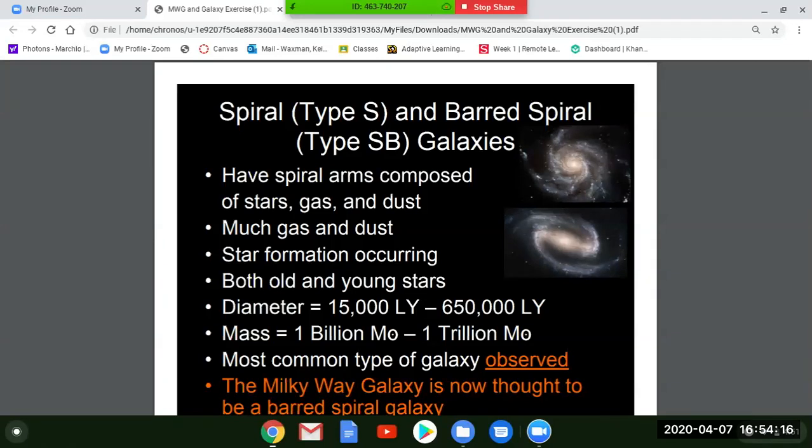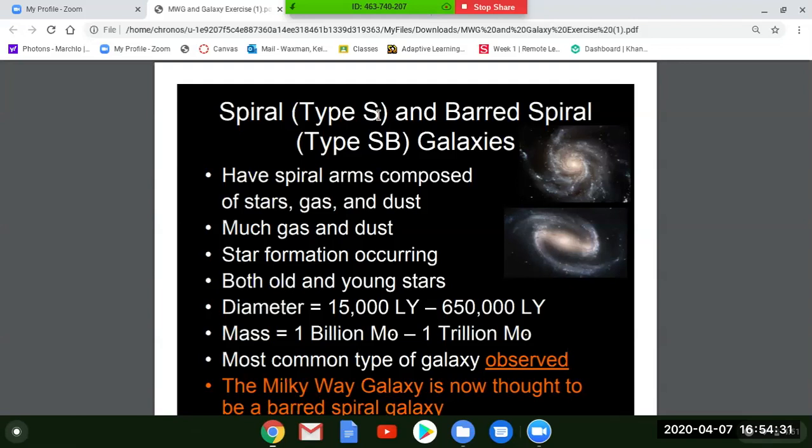there's old stars too. Now, if you look at a picture of one, you see the blue areas here. Those are O and B stars. So that means they must be young if they're O and B. They don't live that long anyway. A lot of the older stars are found in the center. So the star formation is going on in these spiral arms.